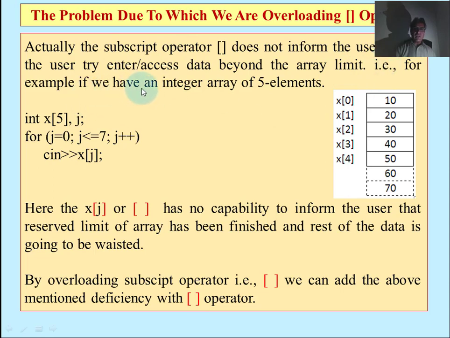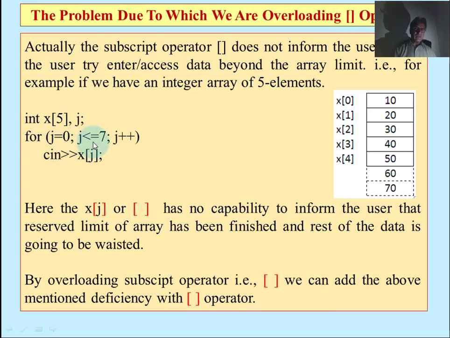For example, if we have an integer array of 5 elements, this is int x of 5. This x is an integer array which contains 5 elements: x of 0, x of 1, x of 2, x of 3, x of 4. These are the 5 locations in which we are going to store the data. j is the loop control variable. For j is equal to 0, j less than or equal to 7. The size of x array is 5, while we are executing this for loop for 7 times.